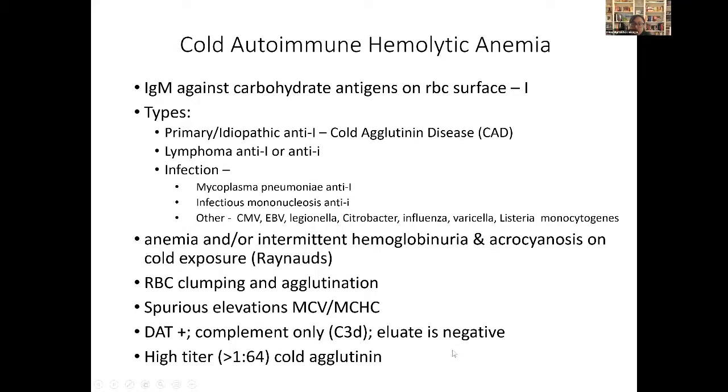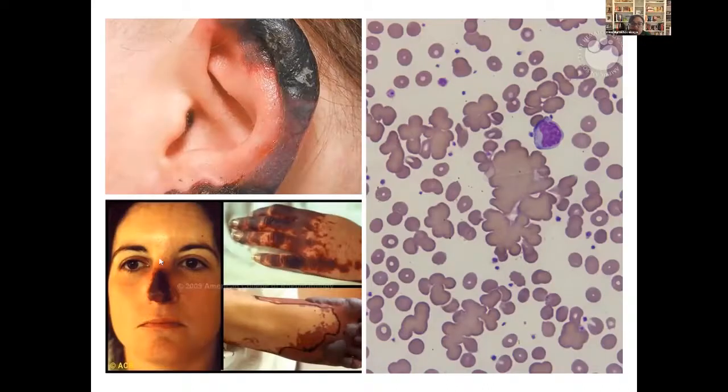surface of red cells. In general, to be clinically significant, the cold agglutinin titer needs to be greater than 1 to 64, although there are exceptions to this rule. But you will see a positive cold agglutinin titer that says less than 1 to 20, which means yes, there is a cold agglutinin present, but it's not clinically significant. This is what it looks like in extreme cases, when you can actually have gangrene of the digits and nose and ears with this disease. And this is what it looks like on the peripheral blood smear, with agglutination of the red cells.